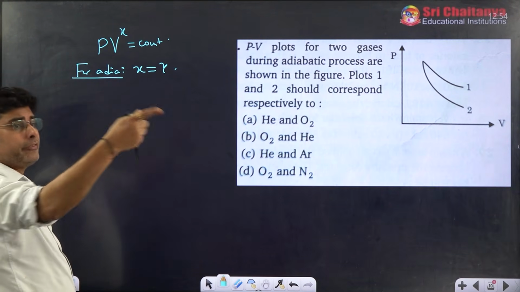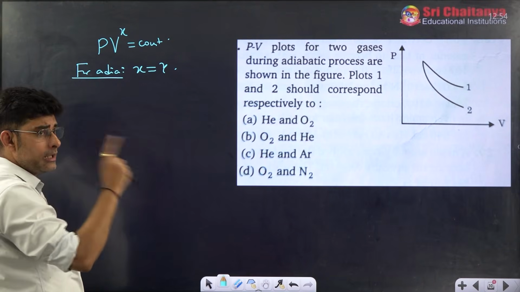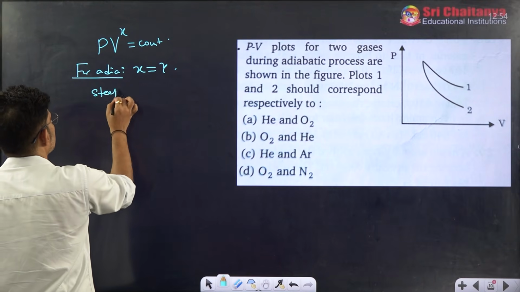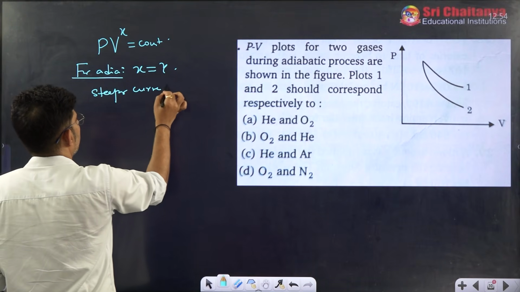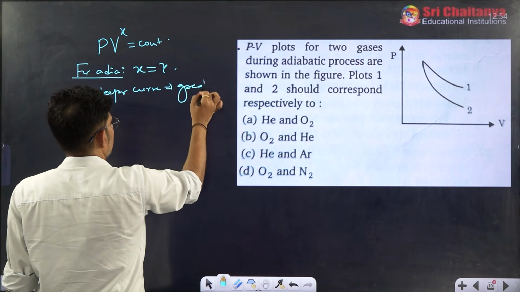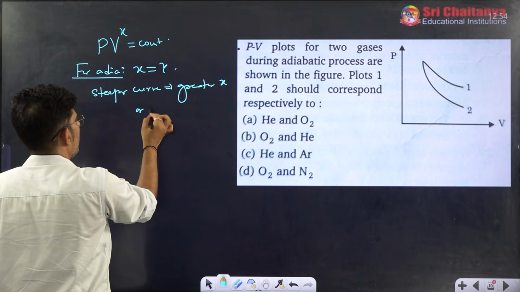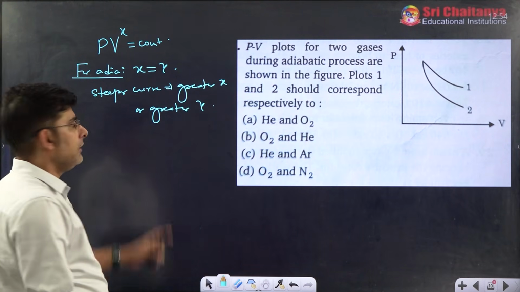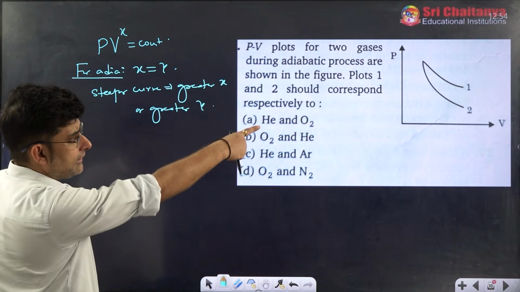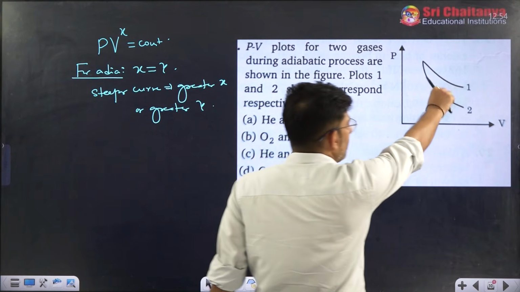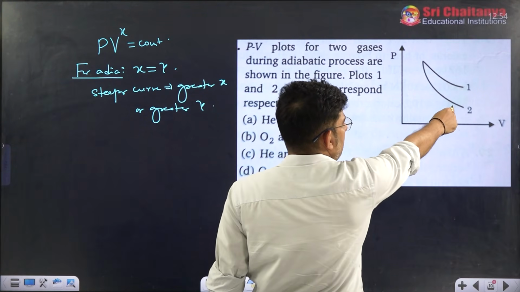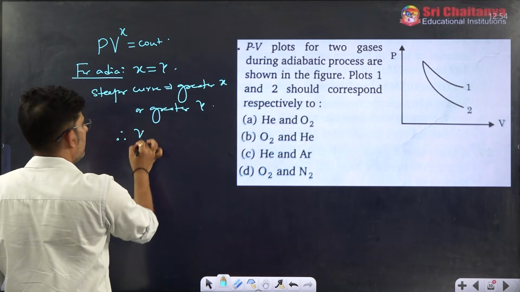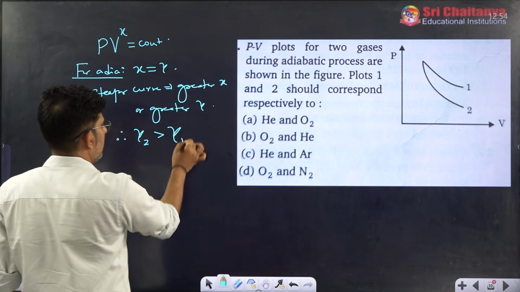Now you have taken different types of gases. X is equal to gamma. Now, steeper curve means greater X or greater gamma, if you want to compare two gases. So greater gamma, steeper curve. Which is the steeper curve? Which is coming more towards vertical. You can see more towards vertical is 2. So therefore we can say gamma 2 is greater than gamma 1.